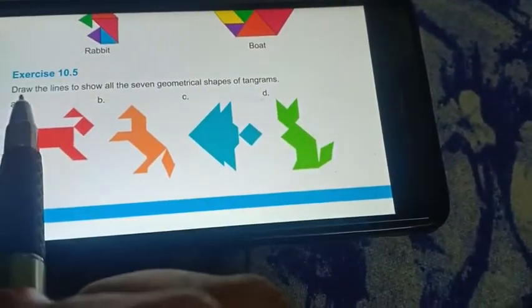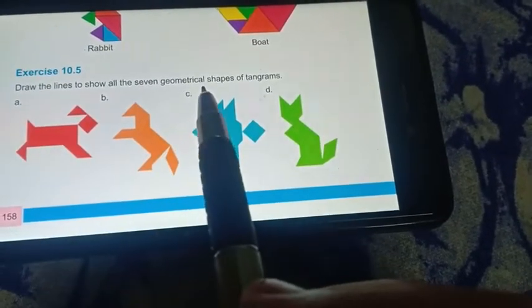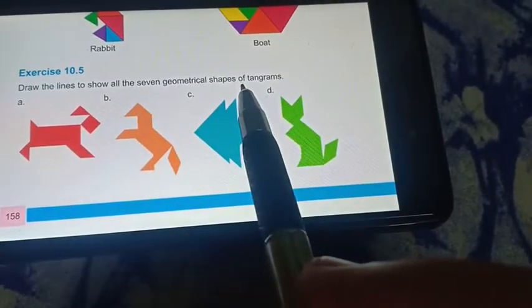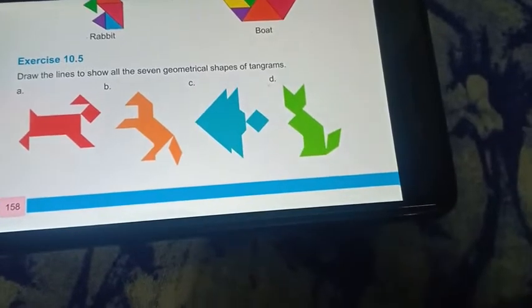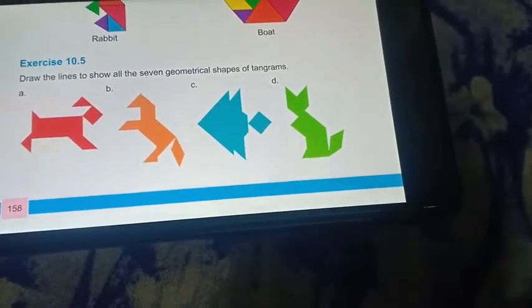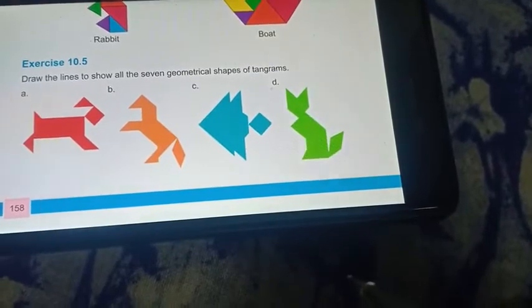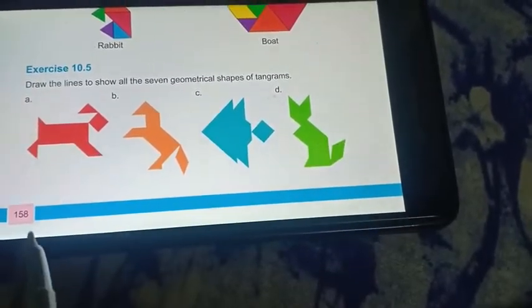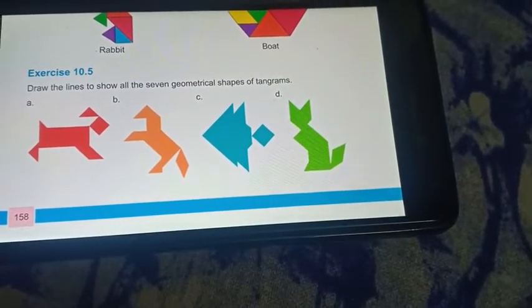The instruction given to us is to draw the lines to show all the 7 geometrical shapes of the 10 gram. 7 geometrical shapes means the 2 large triangles, 1 medium triangle, 2 small triangles, 1 square and 1 parallelogram. Right, so in these 4 figures, you have to find out the 7 geometrical shapes for the 10 gram.